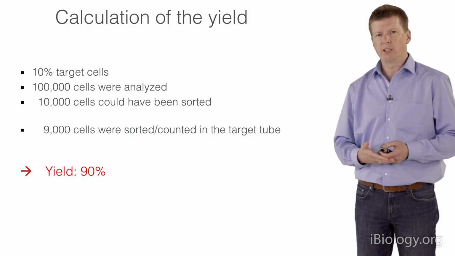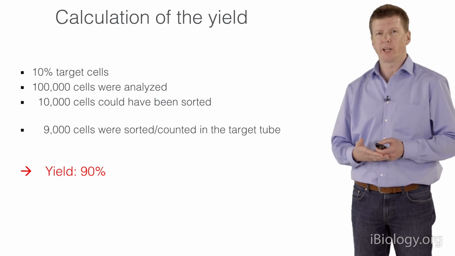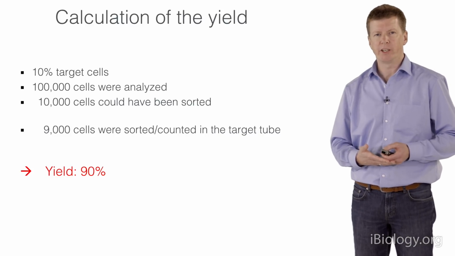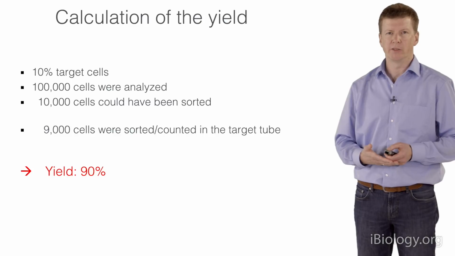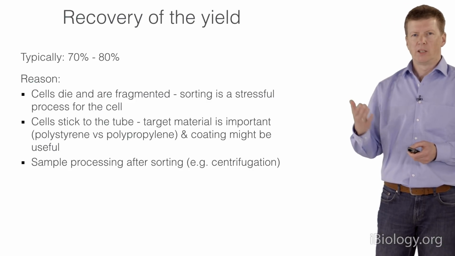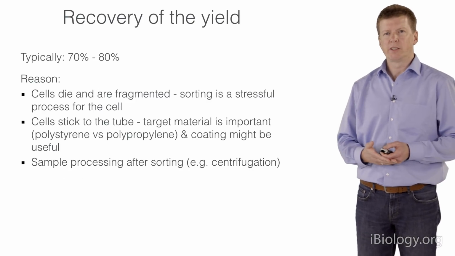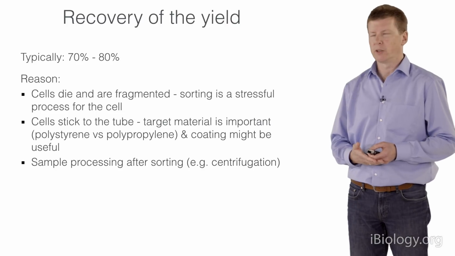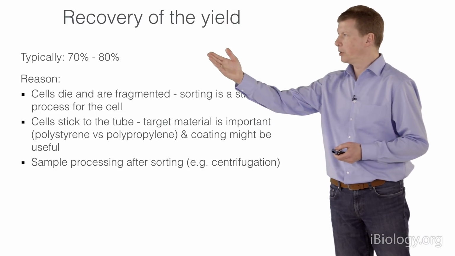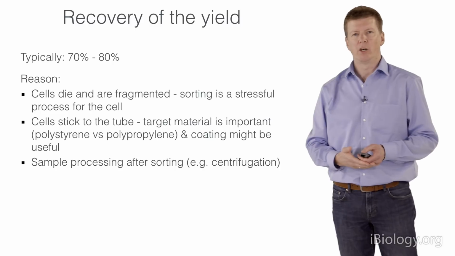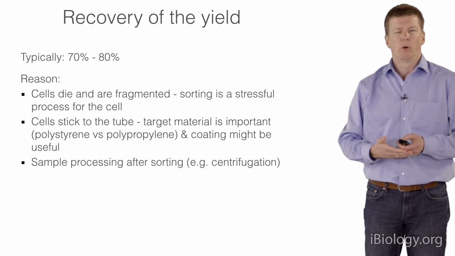But even with a yield of 90%, you cannot be sure that you really refine these 9,000 cells in your collection device. What you really find is the recovery of your cells, which is then normally between 70 and 80% of your yield. Why is that?